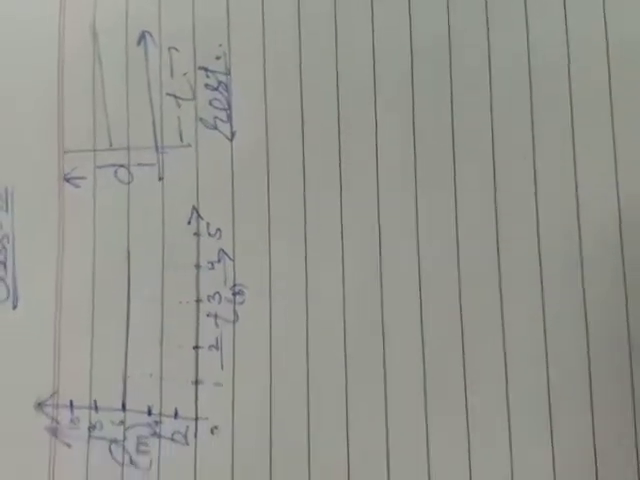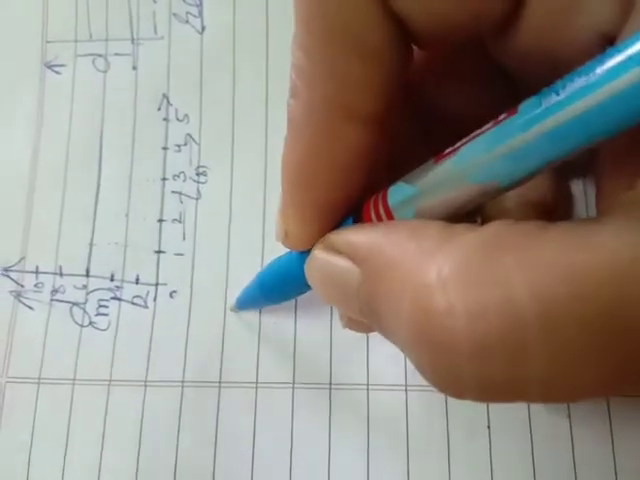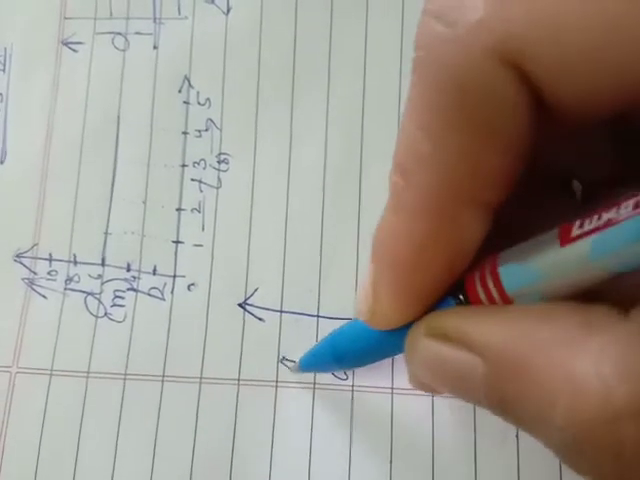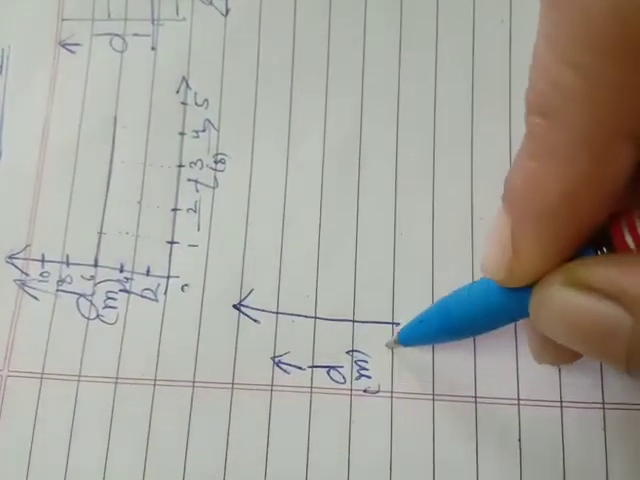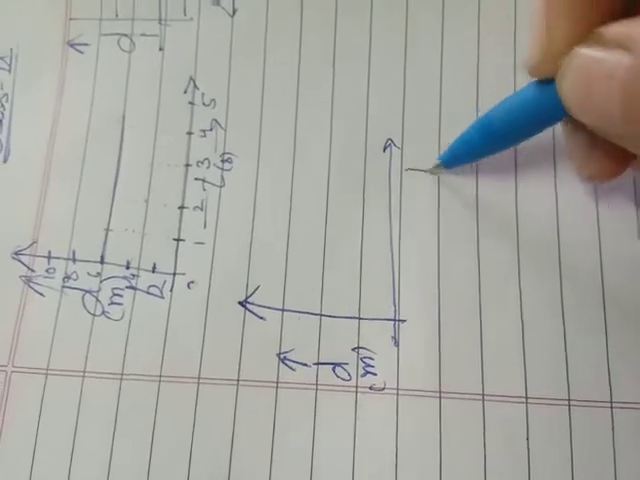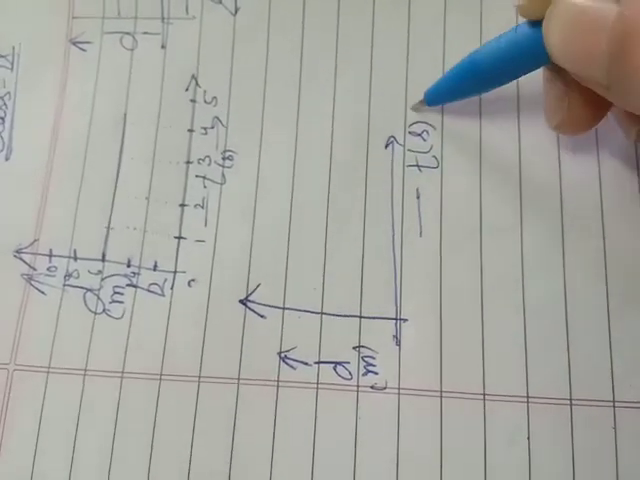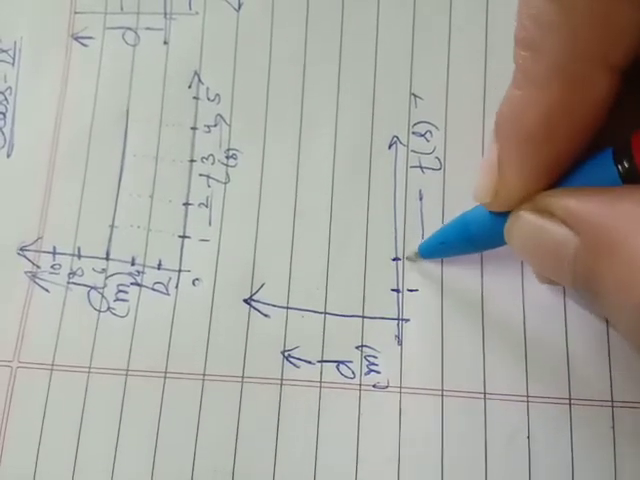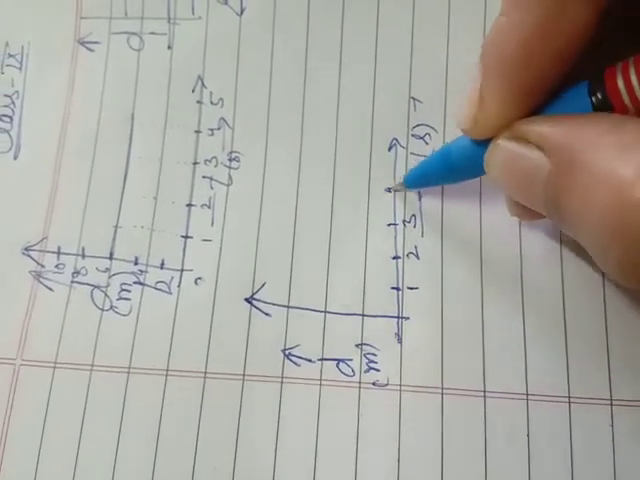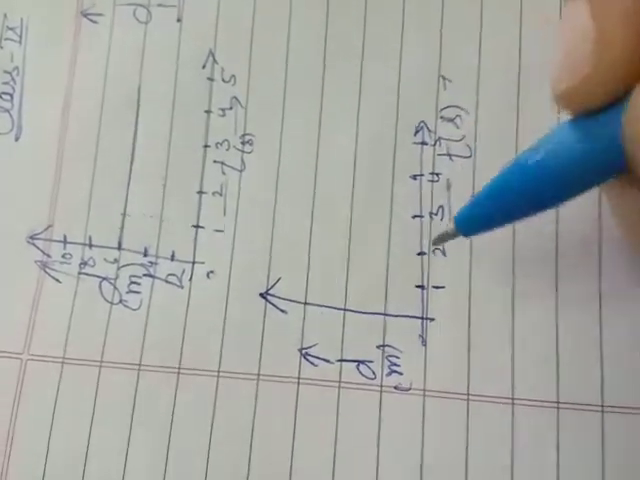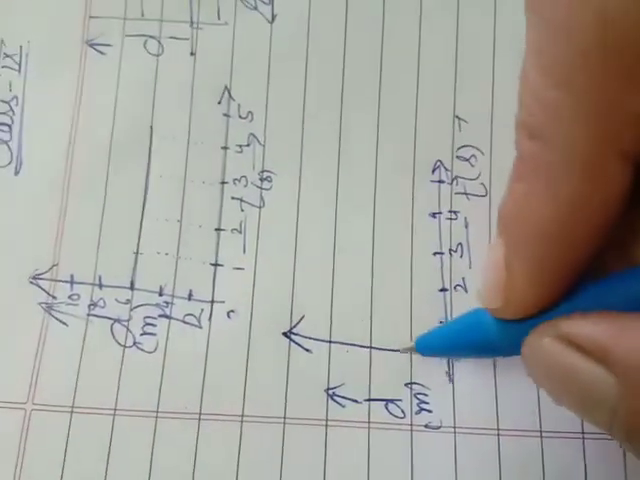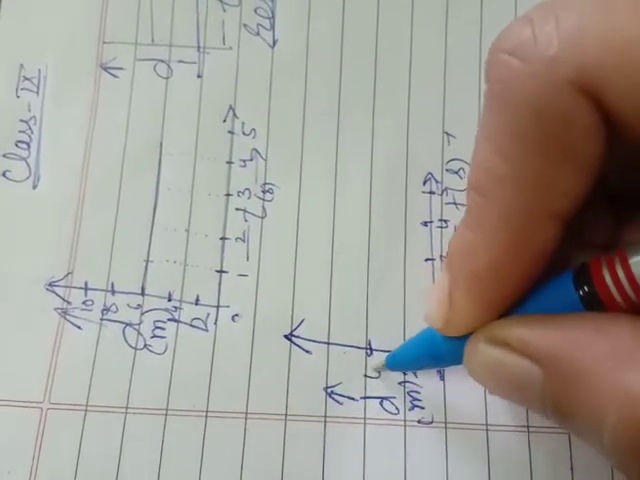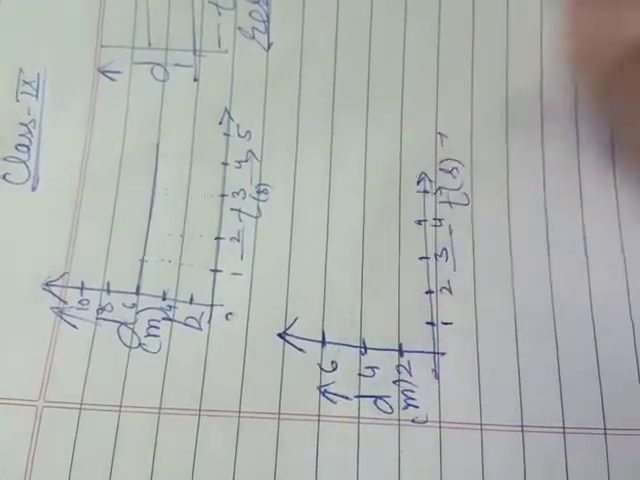Now I am taking the second graph. Again, this is your distance axis, distance is in meters, and this is your time axis, time is in seconds. I am again taking time as 1 second, 2 seconds, 3 seconds, 4 seconds, 5 seconds, and so on, and distance as 2 meters, 4 meters, 6 meters, and so on.